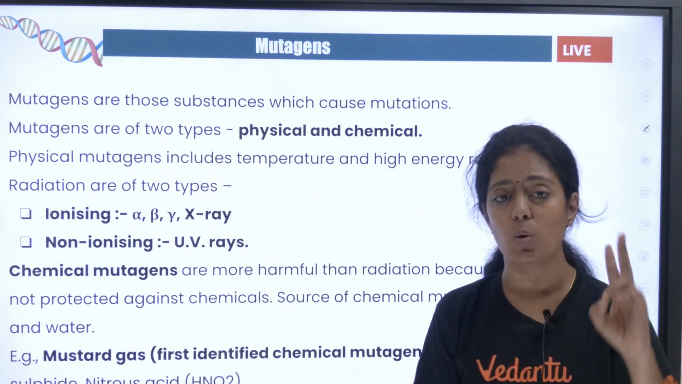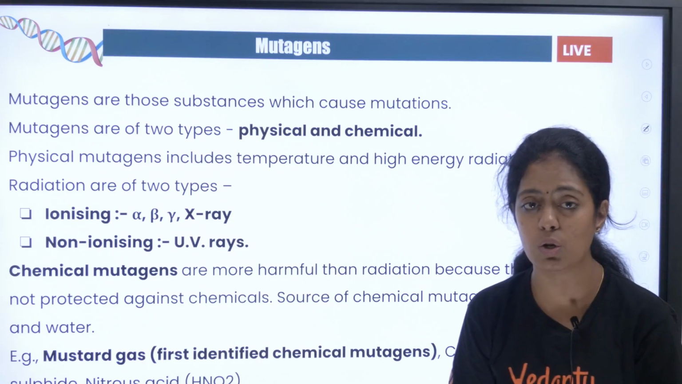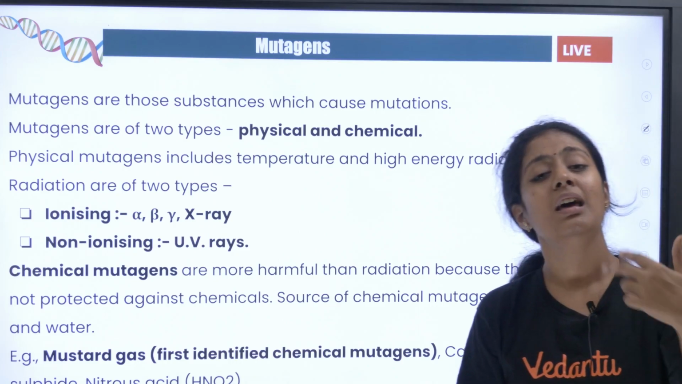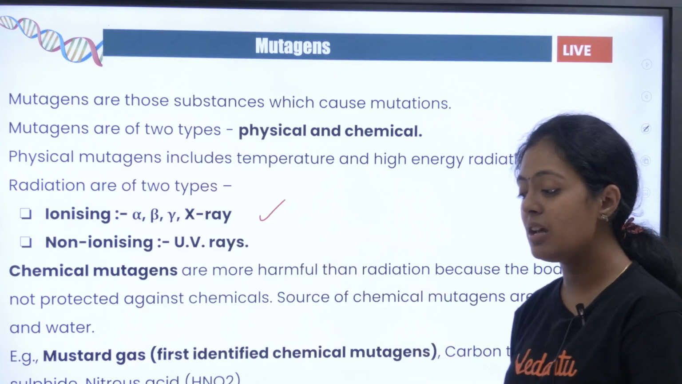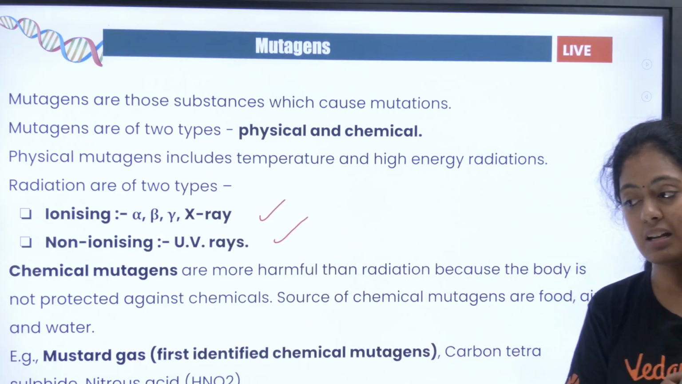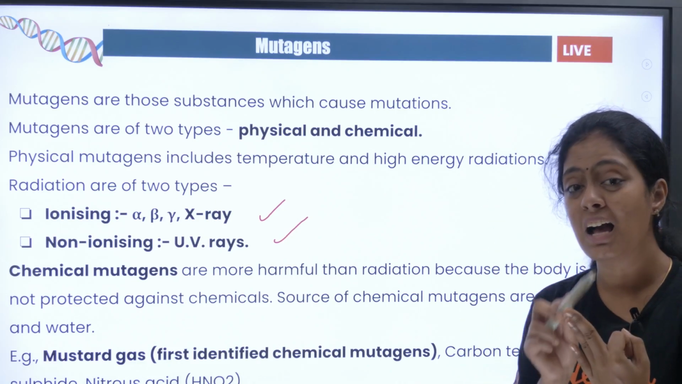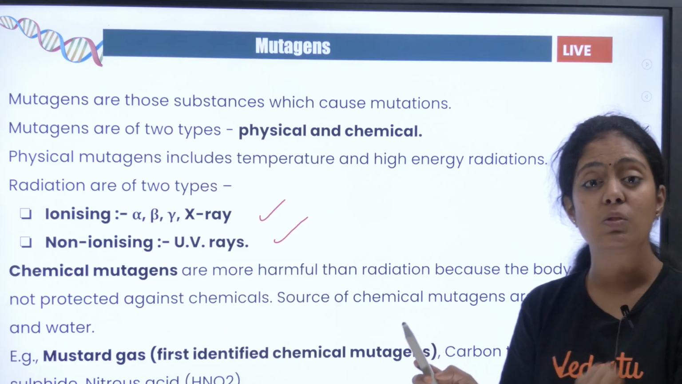ரெண்டு முக்கியமான mutagens இருக்கு. ஒன்னு வந்து physical mutagen, இன்னொன்னு வந்து chemical mutagen. Physical mutagen includes all your radiations. Okay, radiations வந்து ரெண்டு விதமா பிரிக்கப்பட்டிருக்கு. ஒன்னு வந்து ionizing radiation, இன்னொன்னு வந்து non-ionizing radiation. So what is this ionizing radiation? You have alpha, beta, gamma, X-ray. They are all ionizing. Okay, you have your UV rays which is non-ionizing.